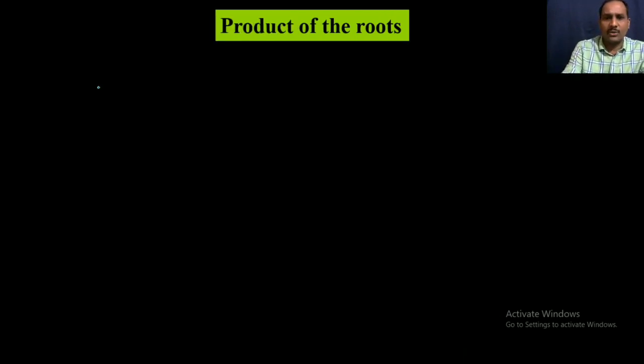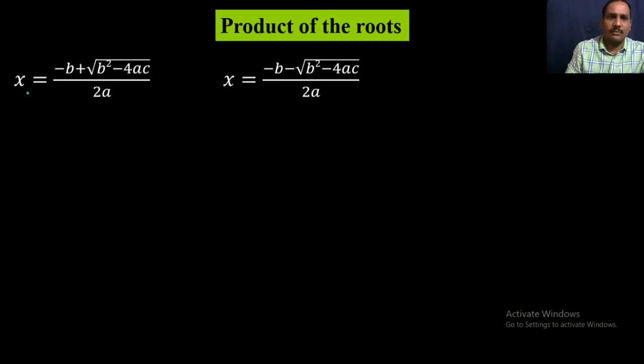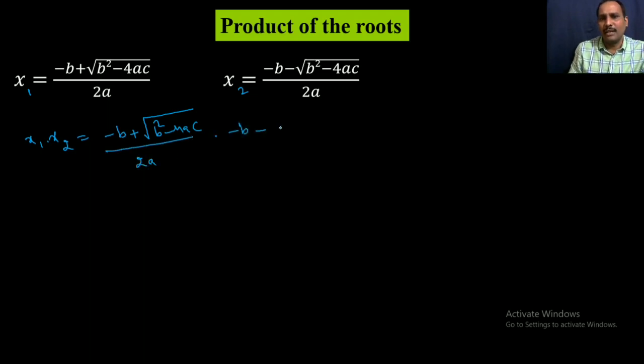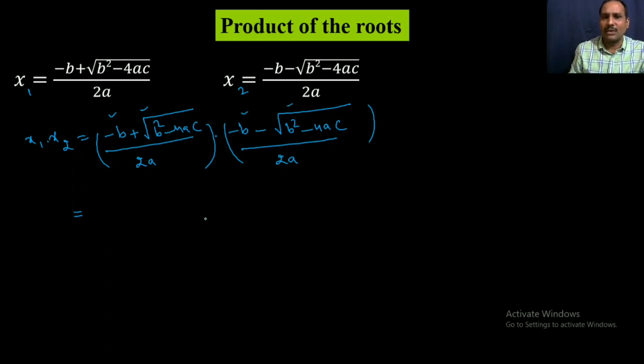So we know the roots are x1 and x2, minus b plus or minus under root b square minus 4ac by 2a. Let us multiply. Let us find the product. So that is minus b plus under root b square minus 4ac by 2a into minus b minus under root b square minus 4ac by 2a. Now let us multiply these two. If you observe the numerators, it is in the form of a plus b into a minus b. That is a square minus b square.